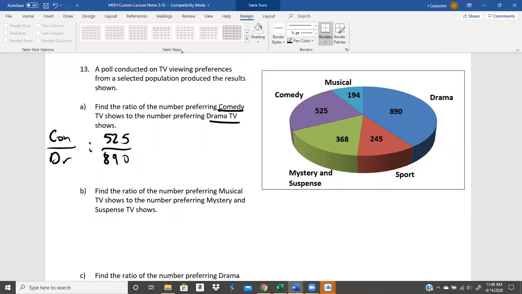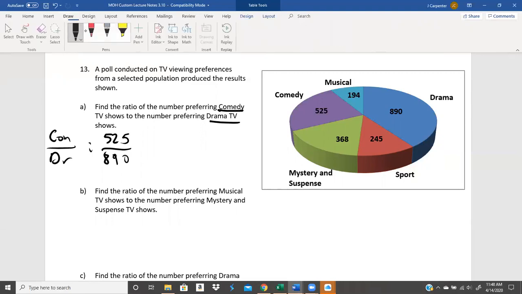They both end in a 5 or 0, which means that 5 will go into both of them. Let's see, 5 will go into 525 105 times. Okay. And then 5 will go into 890. Let's see, that's a 1, a 7, then an 8. Yes, 178.